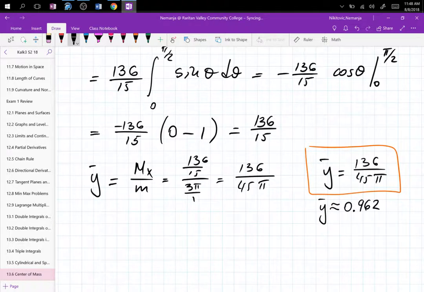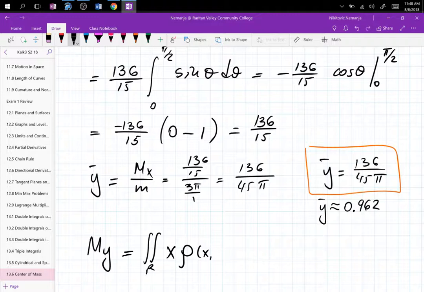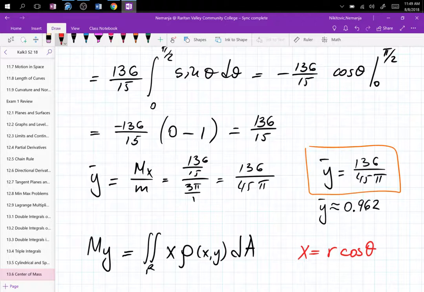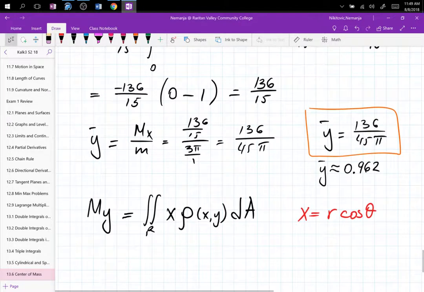Great. Now let's do the other half of the problem. Remember that we have to calculate My with the x. So My is going to be the double integral over region R of x times rho of x,y dA. And here again in polar, x is given as r cosine theta.